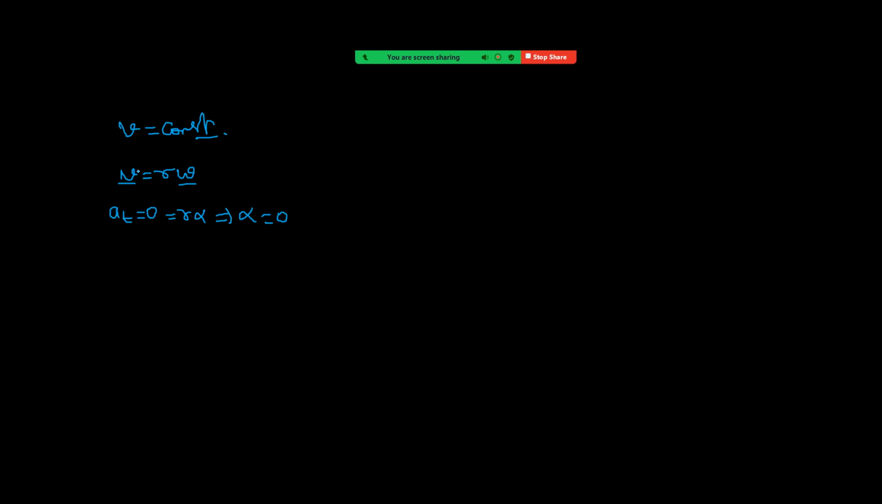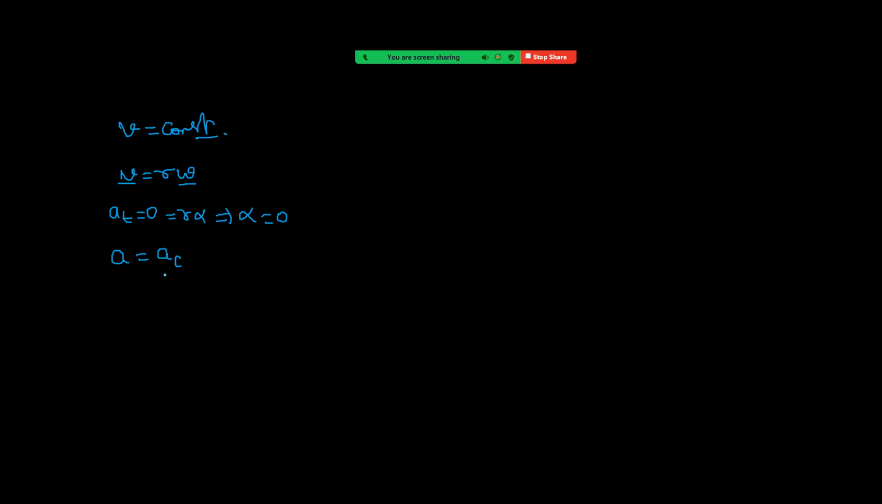So whenever speed is a constant, acceleration means only centripetal acceleration, so a equals a_c. So we can say in uniform circular motion, acceleration is variable, but the modulus of acceleration is a constant, because direction is always towards the center. That keeps on changing, but the modulus value is not changing, right?